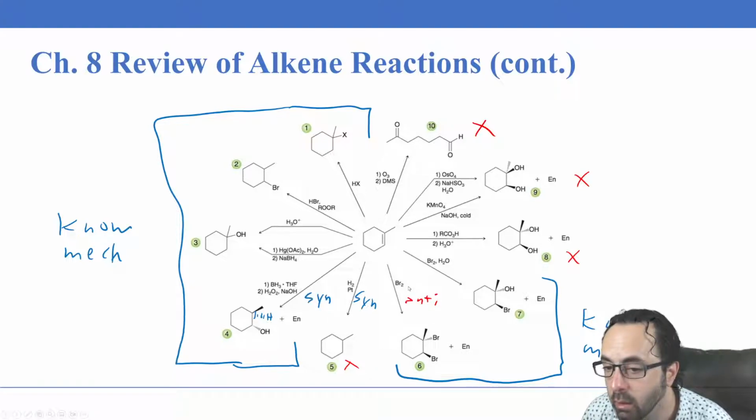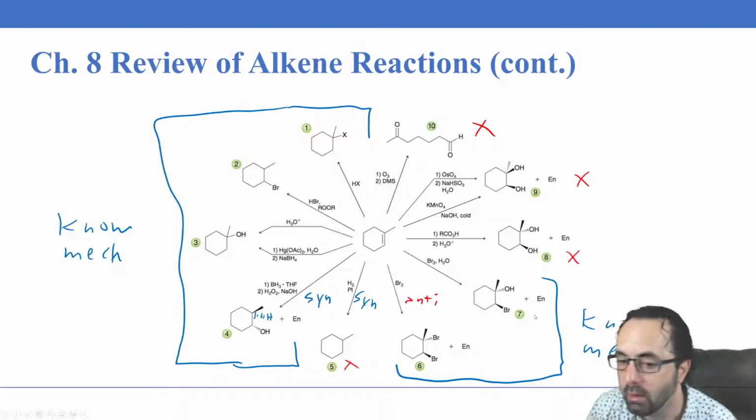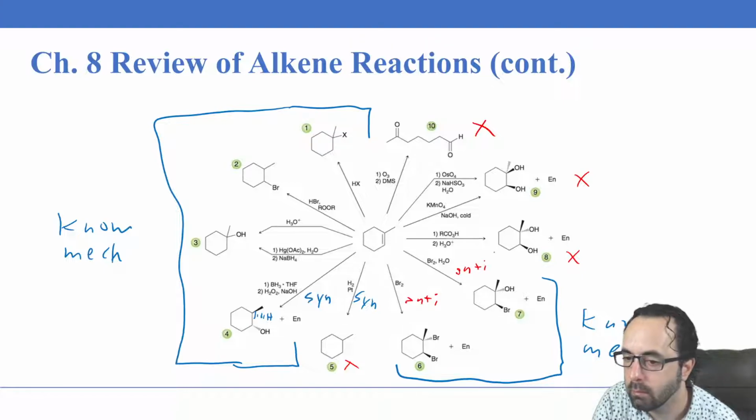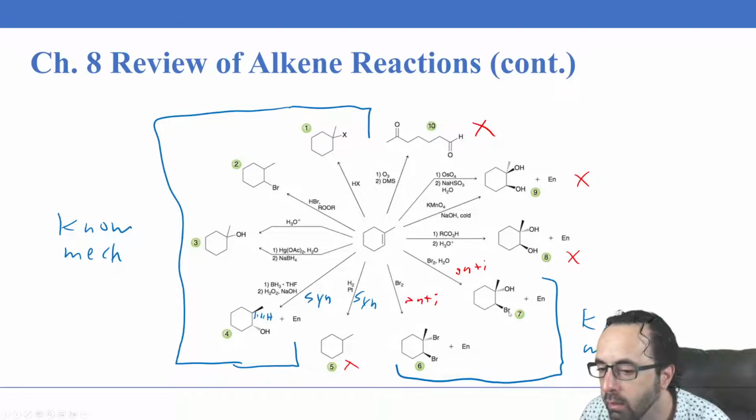And this is because it goes through the bromonium ion intermediate. That's why it's really important to know the mechanism for this one. We also have the halohydrin formation when you have the halogen with water as the solvent. And so here you're going to get, again, an anti addition. So the bromine and the OH group will be added on the opposite sides. The OH group goes in the more substituted position.